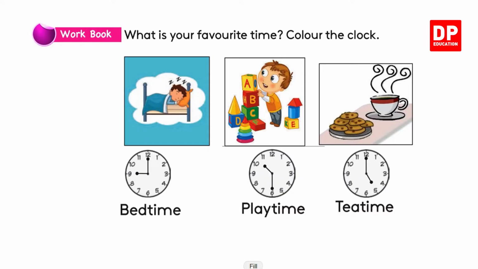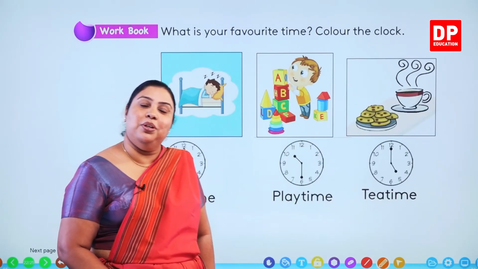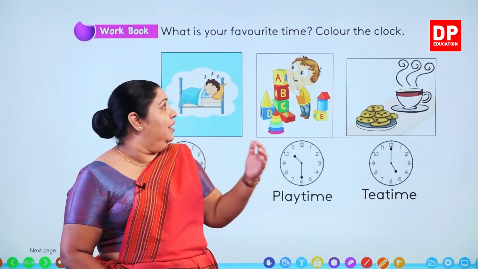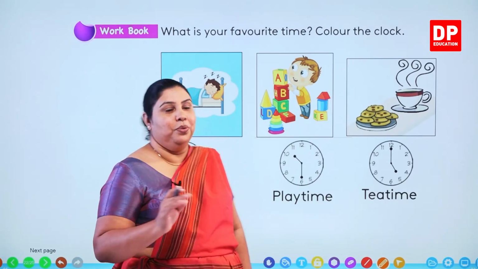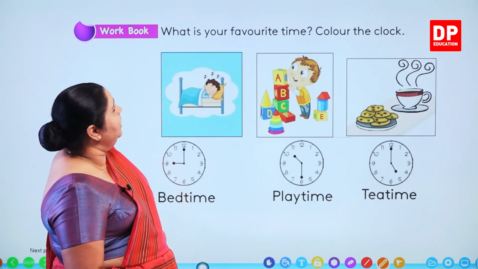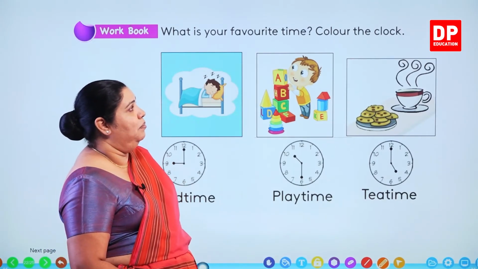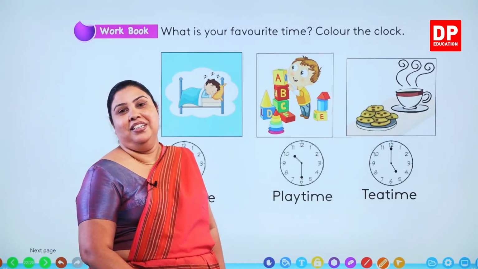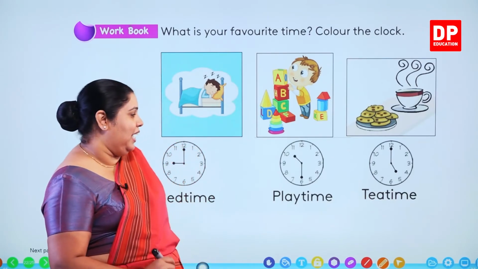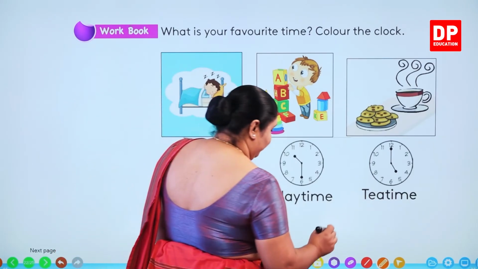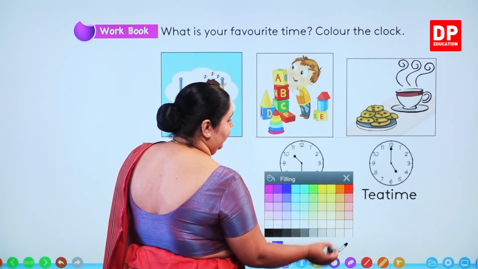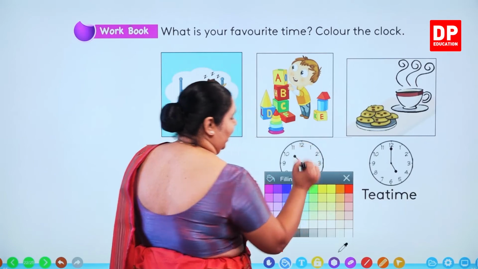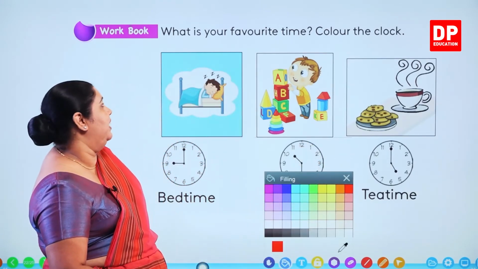Right, now we are going to move on to our workbook and we are going to do our workbook activities which is related to our lesson all about me and my clock. Okay, let's read and see. What is your favorite time? Color the clock. What is your favorite time? Now I'm going to quickly take my color. Oh, I love my red color. Okay, I have taken my red color.